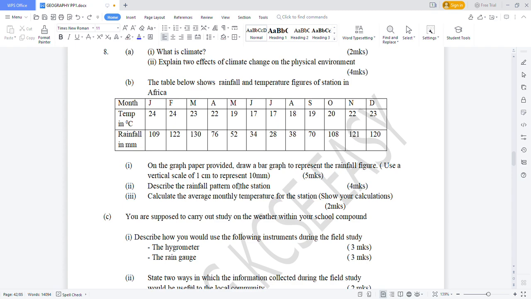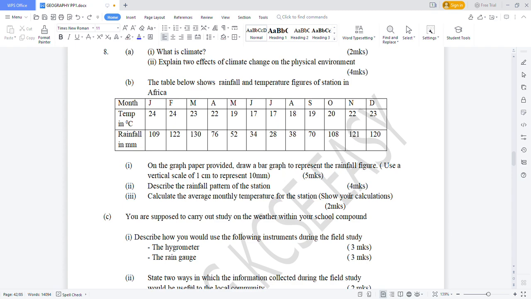Part B, they were given a diagram, a table that shows rainfall and temperature of a station in Africa. So you have month, temperature in degrees Celsius, then rainfall in millimeters from January to December. Then the first question, they were given graph paper and told to draw a bar graph to represent the rainfall figures.